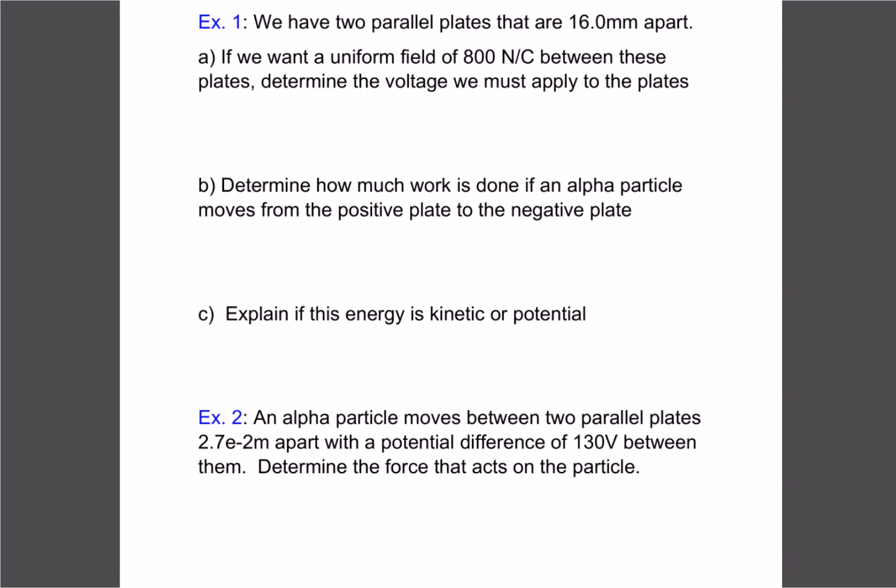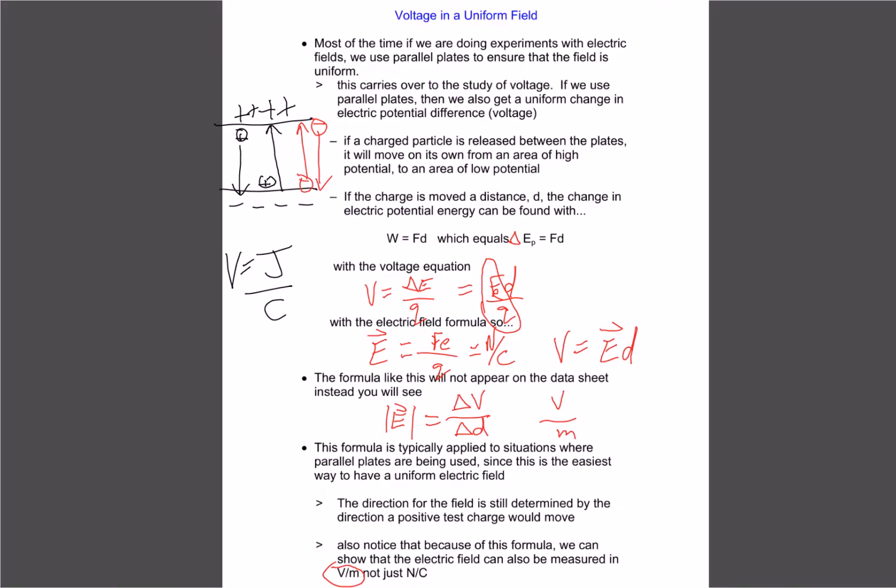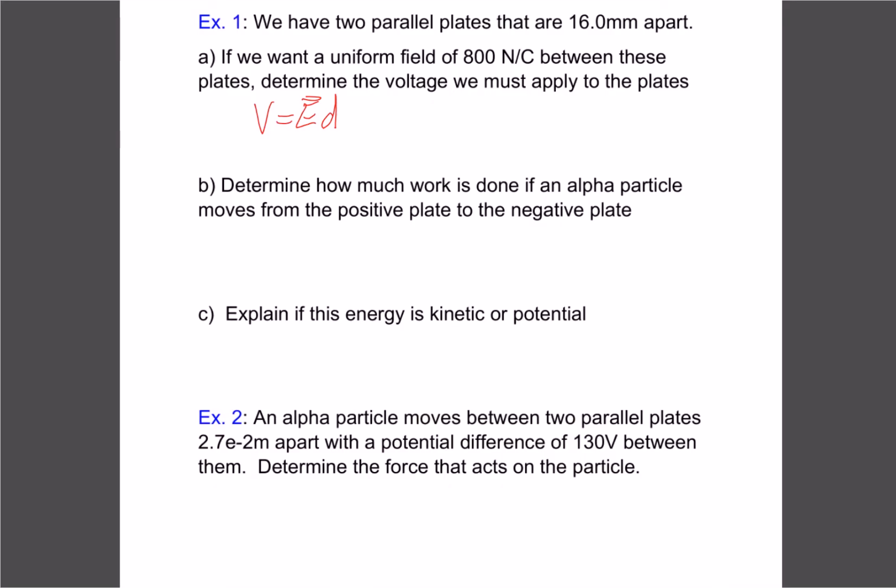Okay, so let's do a couple examples. The first one is we've got parallel plates 16 millimeters apart, and we want to get an 800 newtons per coulomb electric field. So the question is asking, what is our voltage? If we just take this new formula, we'll go electric field times distance, and plug it in. So we'd have 800 times 16 millimeters, so 16 to the negative 3, and that'll give us a voltage of 12.8.